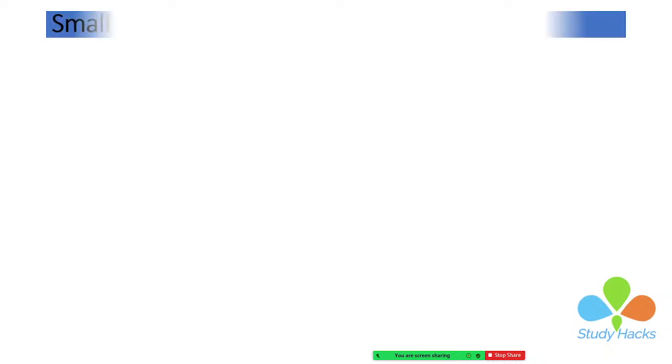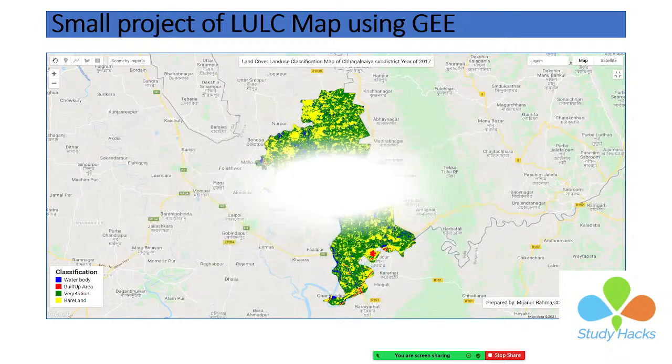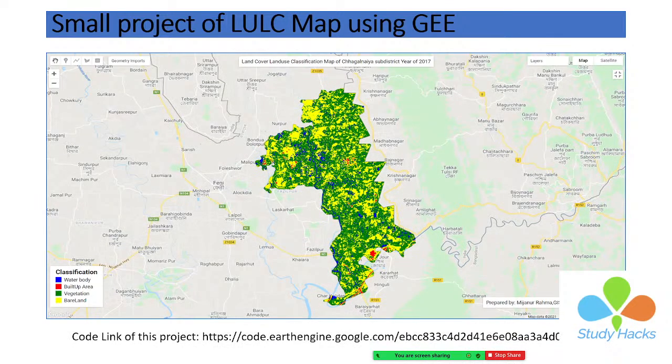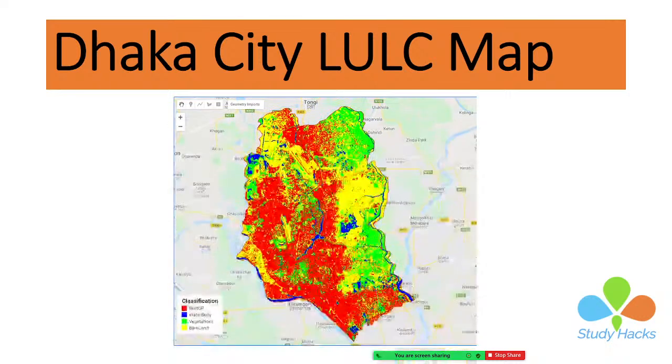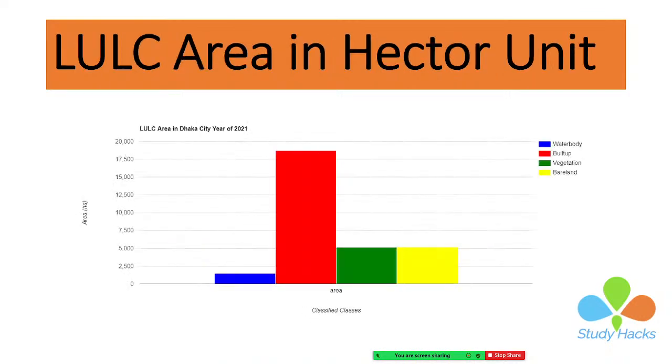Here you can see this is the small project of the LULC map. You can easily access this code from this link. This is another map, the Dhaka city land cover classification map. You can also see the area of every individual feature, and we also make a chart showing the area in hectare units. So let's go, we will follow step by step so that you can easily understand.